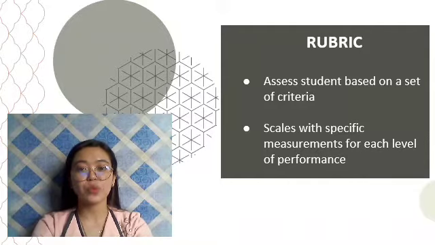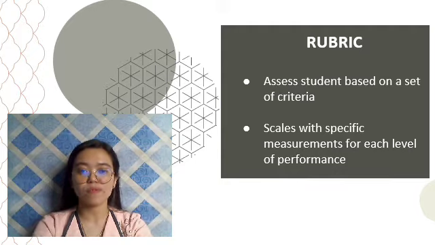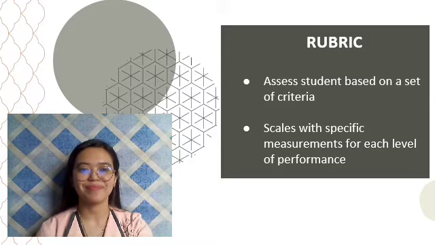So now for the third one, we have the rubric. So a rubric evaluates a student's performance using a set of criteria. So it is a scale that includes precise measurements for each level of performance as well as a detailed description of what the level involves. So in these situations, the description places a greater emphasis on the product's or performance quality rather than its quantity. So the rubrics are extensively used to assist instructors in determining the student performance.